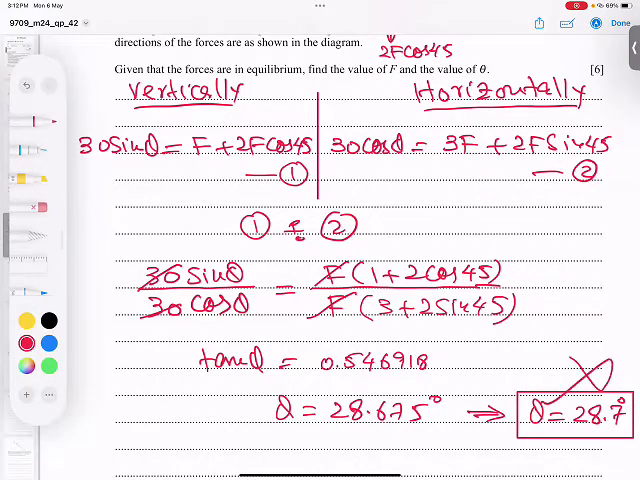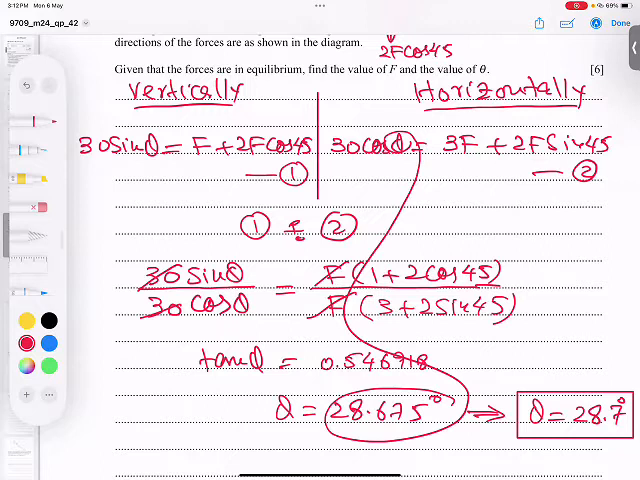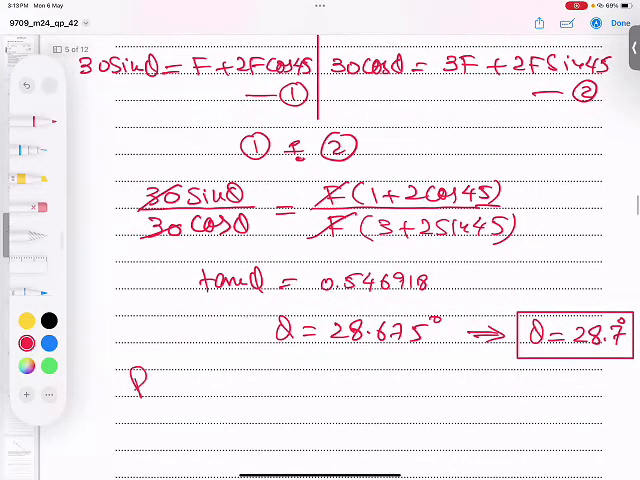So I will not use the rounded one. I use it without rounding, okay? This I can plug in anywhere. I can plug in here, or I can plug in here, no problem at all. I put in equation 2 or even equation 1, no issue at all. Put in equation 1.